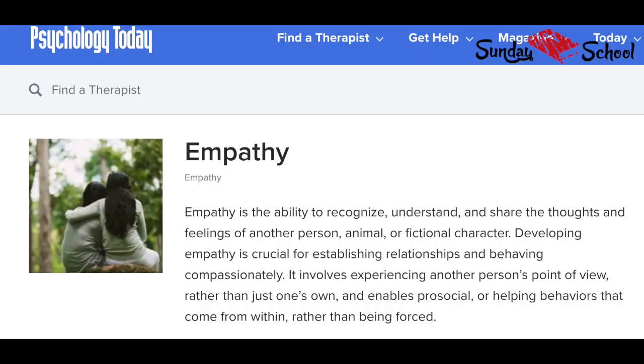And to dive a little bit deeper into that, let's take a look at what Psychology Today has to say about what empathy is. Empathy is the ability to recognize, understand, and share the thoughts and feelings of another person, animal, or fictional character. Developing empathy is crucial for establishing relationships and behaving compassionately.